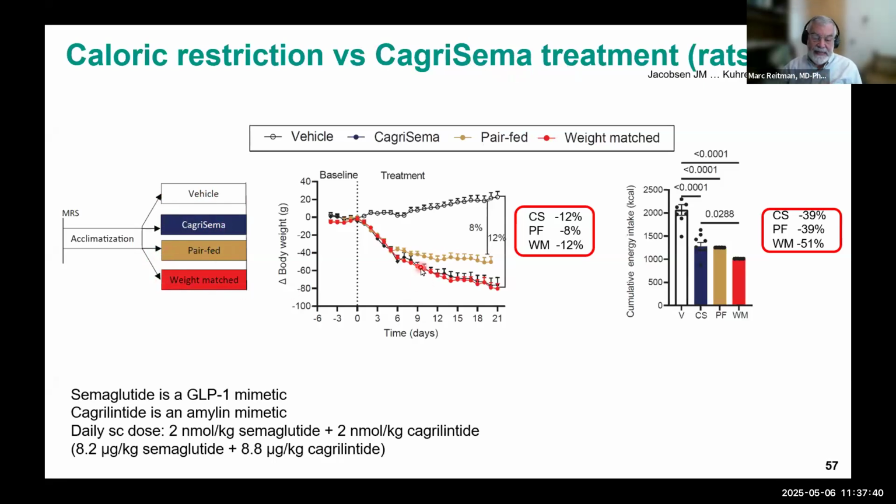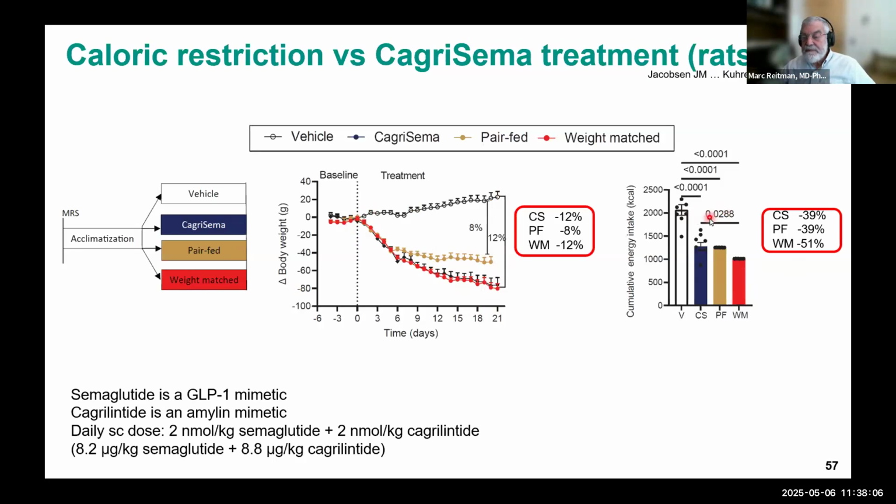And that's shown graphically here. This was the treatment for 3 weeks. The vehicle rats gained a little bit of body weight. The CagriSema-treated rats lost 12% of their body weight. However, the pair-fed group, pair-fed to the CagriSema, lost only 8% of body weight, and you had to underfeed further to weight match to the weight loss of CagriSema. And that's shown here. What were those numbers?